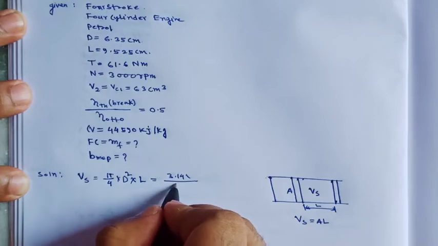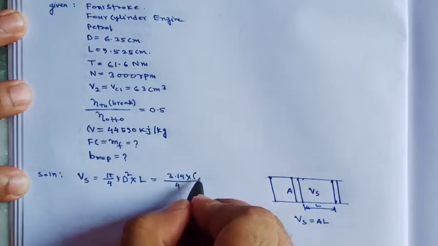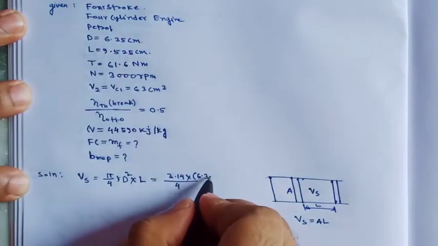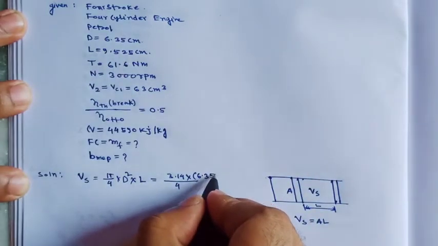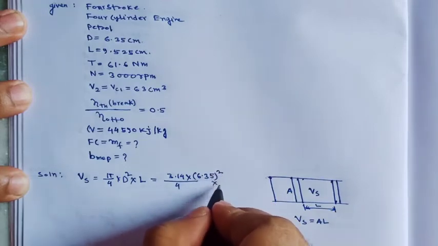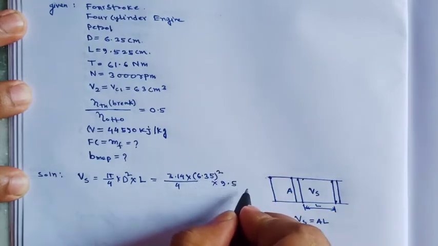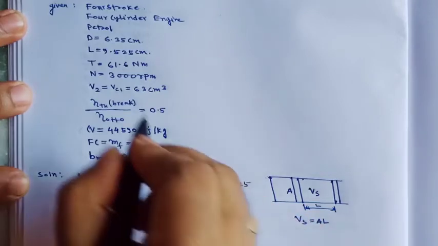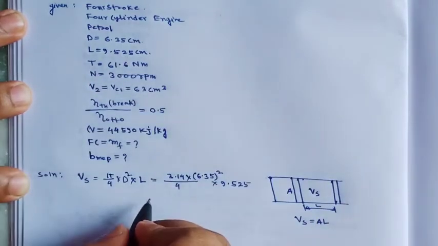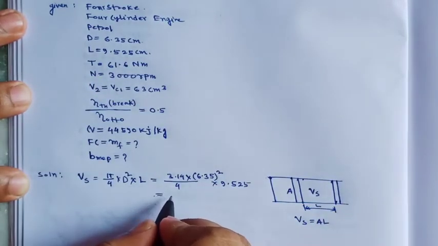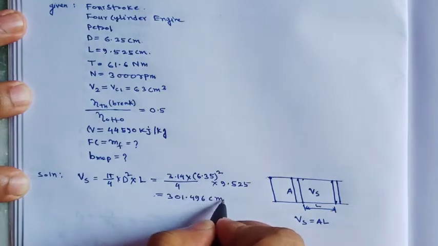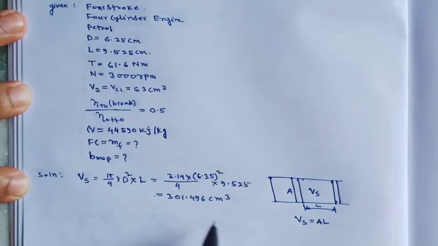Now from this value, 3.14 divided by 4 into 6.35 whole square, diameter is given, into 9.525 centimeter, L is given. So from this you can find this value is 301.496 centimeter cube. So this is the swept volume.